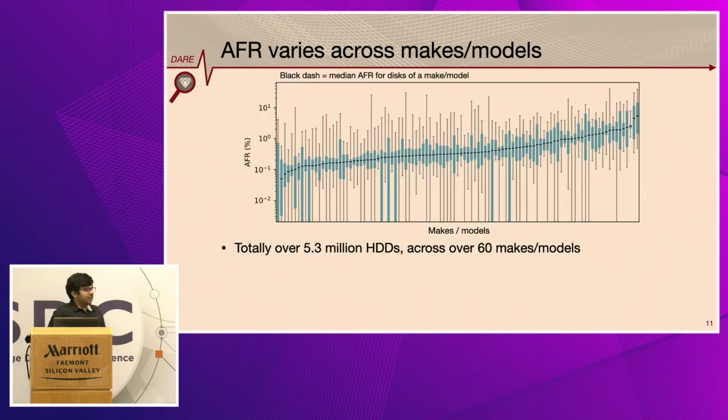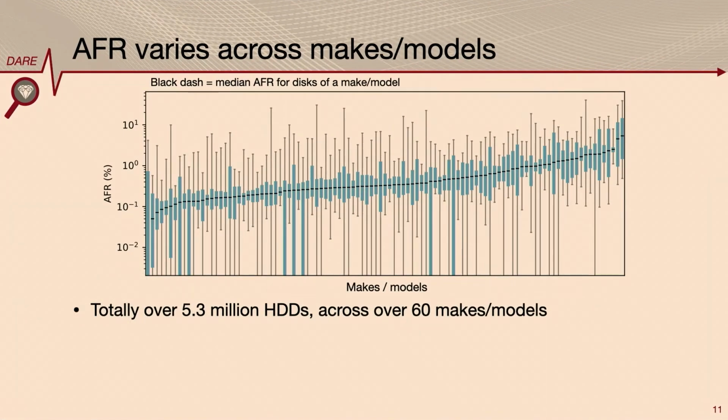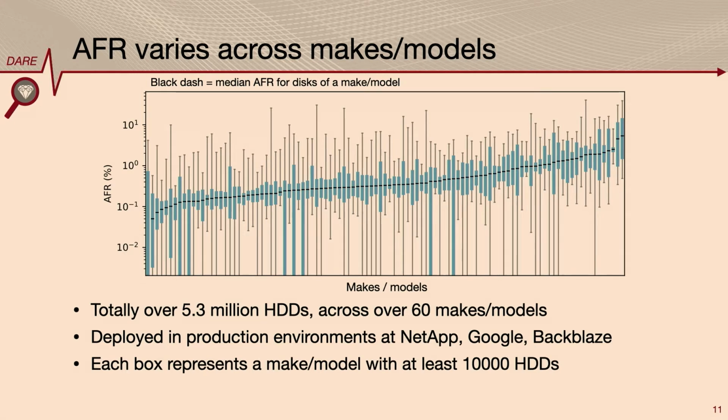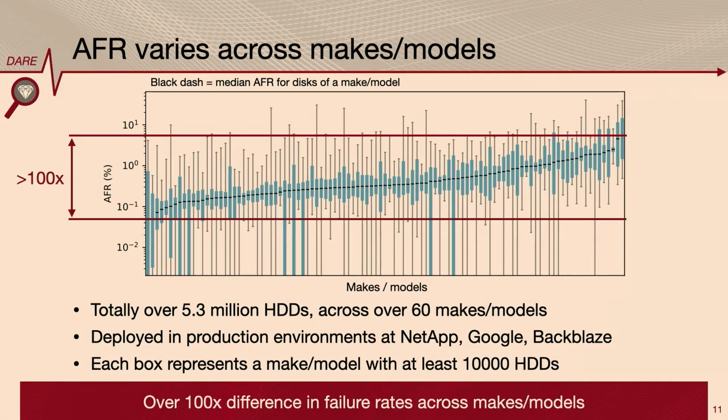Now, here is a box and whiskers plot of the AFR data that we collected in the field from over 5.3 million disks across 60 makes and models in 3 large deployments of NetApp, Google, and Backblaze. Here, on the x-axis, each box corresponds to one single make and model having at least 10,000 disks. The y-axis is the AFR on a log scale, and the black dash is the median of the AFRs of that population. So we can see that the difference between the weakest and the strongest disks in terms of make and model segregation is at least 100x.